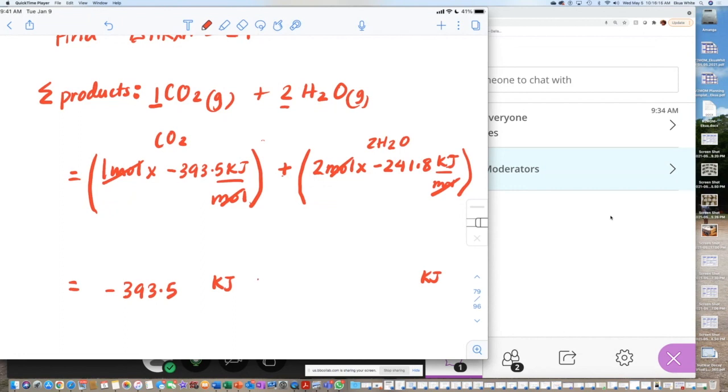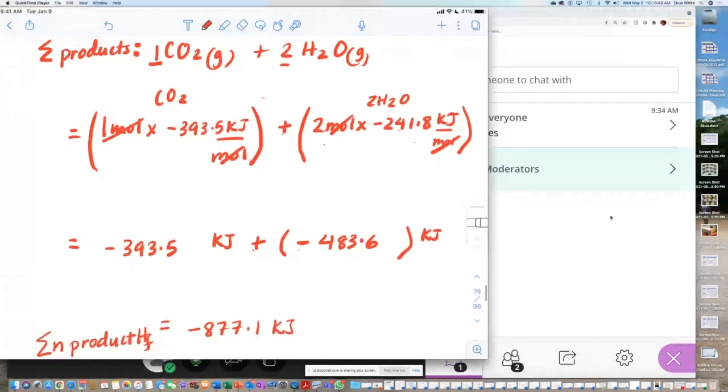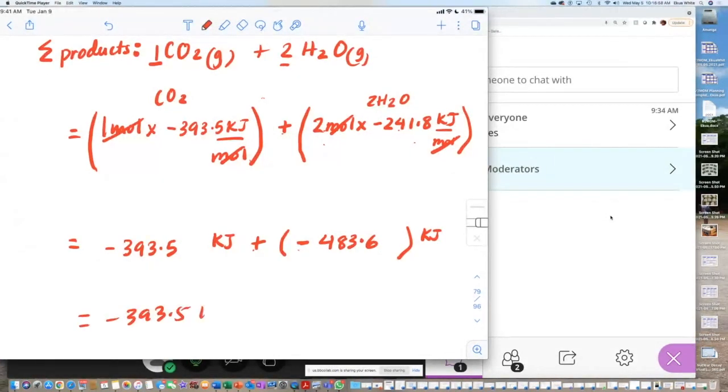And then this one here for right now, I'll write it as plus. And I'm looking at this, and this might be negative. Let's see. 2 times 241.8, negative 483.6. Yeah, I multiply these two out. So when you have adding and subtracting like that in the parentheses, let me open the parentheses here. So I'll end up with negative 393.5 kilojoules.